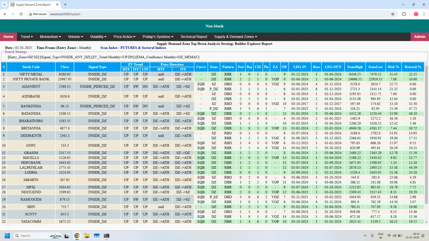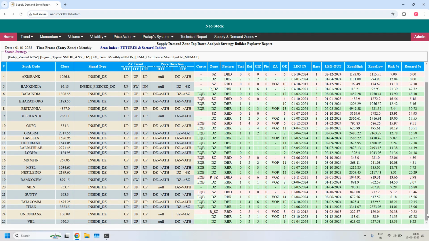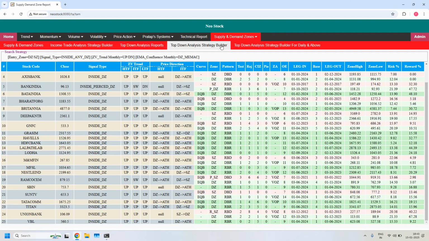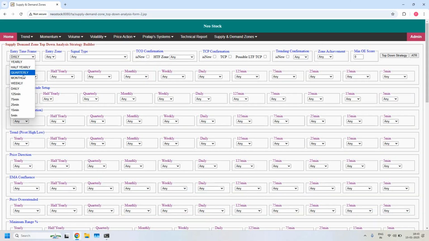So first 21 stocks in the list, first 22 stocks in the list. I am scrolling the list down. So total 25 stocks are filtered. Okay, next, monthly time frame.